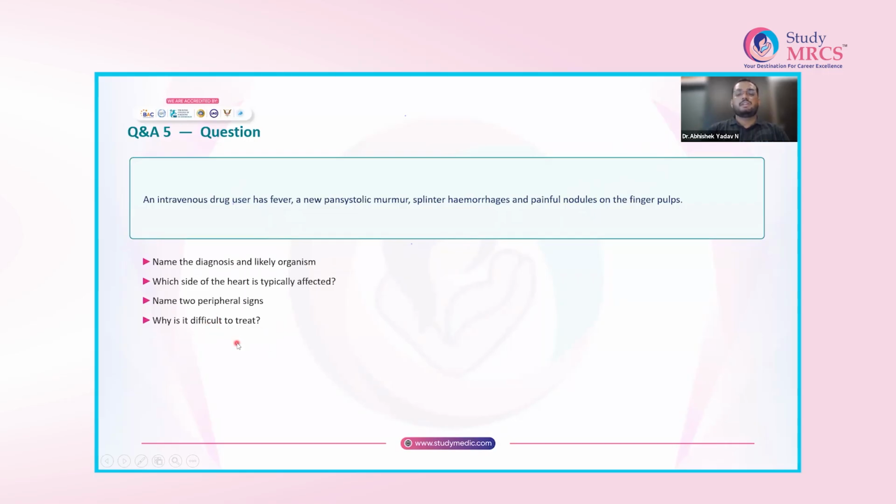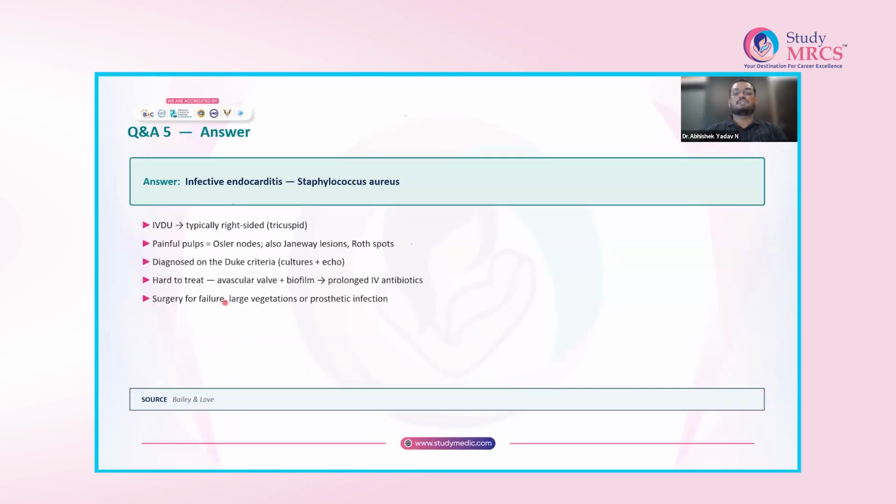Why is it difficult to treat? Because of the vegetations that develop along the closure of the valve, which are avascular, and the development of biofilm. That's the cause for this. Always answer like this: point to point. You should not beat around the bush. Always give one-word answers that fetch you marks. Only the keywords you have to remember.